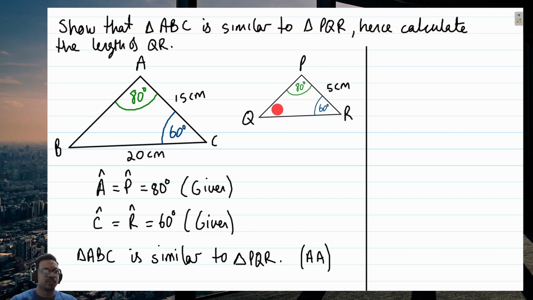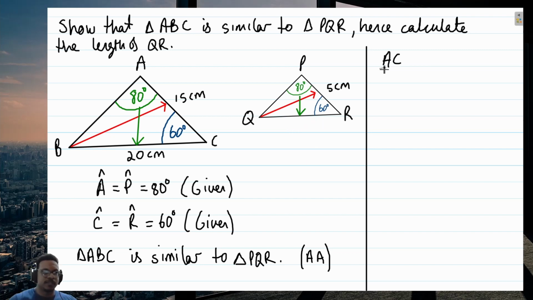Likewise, the angle at Q is not stated, and I have the 80 and the 60. So if I draw a line from angle B, it will touch AC, and if I draw a line from angle Q, it will touch PR. So angle B would correspond to angle Q, hence the 15 centimeters will correspond to the 5 centimeters. And if I draw a line from angle A, it will touch 20 centimeters, which is BC, and angle A is 80 degrees. So if I draw a line from angle P, which is 80 degrees here, it will touch QR, which is the length of the side we want to find.